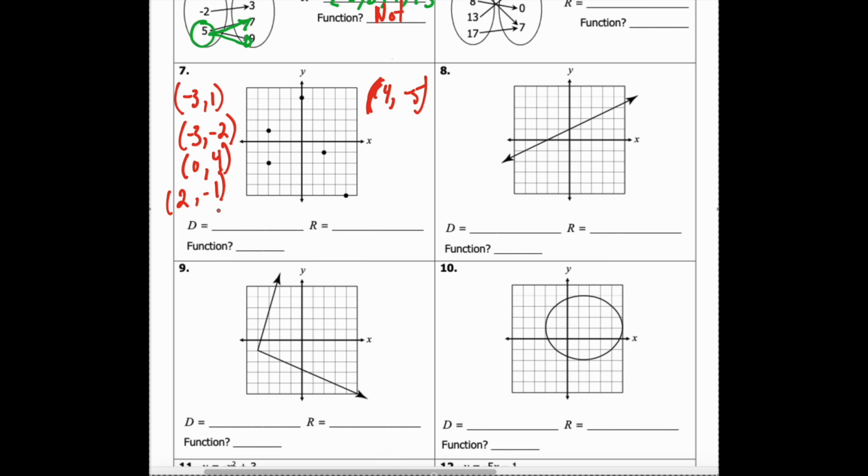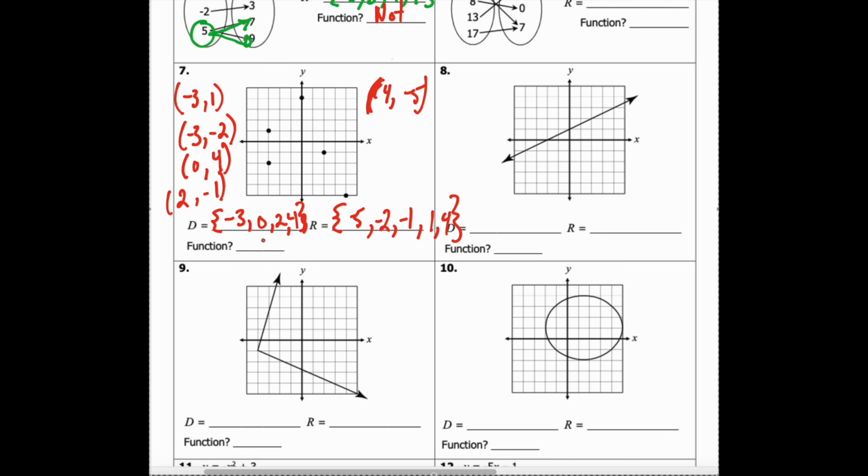We're going to list our domain from least to greatest. The smallest we have is -3. We have -3 again, so we don't need to write that. Then 0, 2, then 4. And then for our range, we're going to write these from least to greatest. I have -5 as our smallest. Then we have -2, then -1, 1, and then 4. Hopefully you could fit that all on your paper.